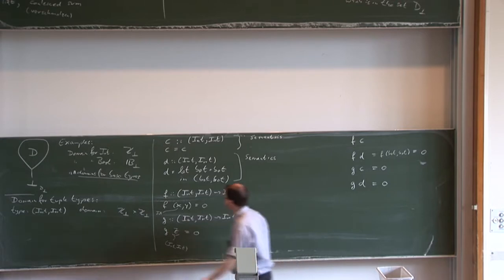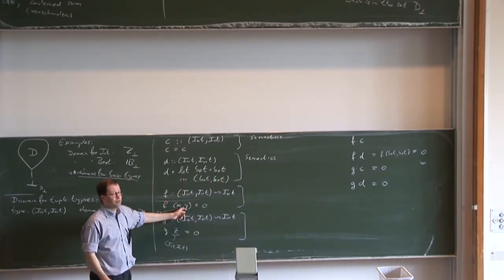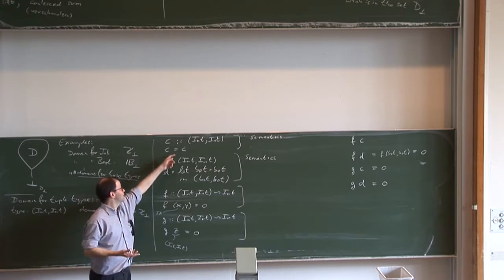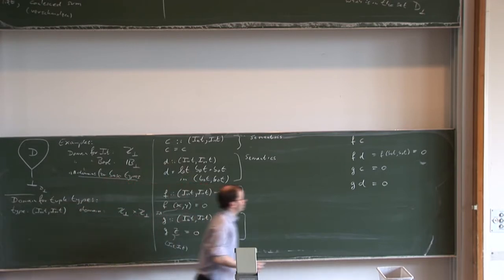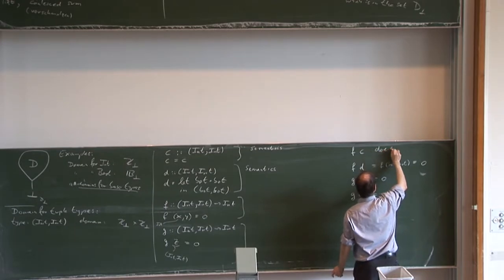Now f of C, again, this does not match C. This only matches tuples. C is not a tuple. C is a variable. So we have to evaluate C. Okay, so we do this, and we get f of C. And we evaluate C again, and we get f of C, and so on. So this does not terminate. So here we have non-termination.